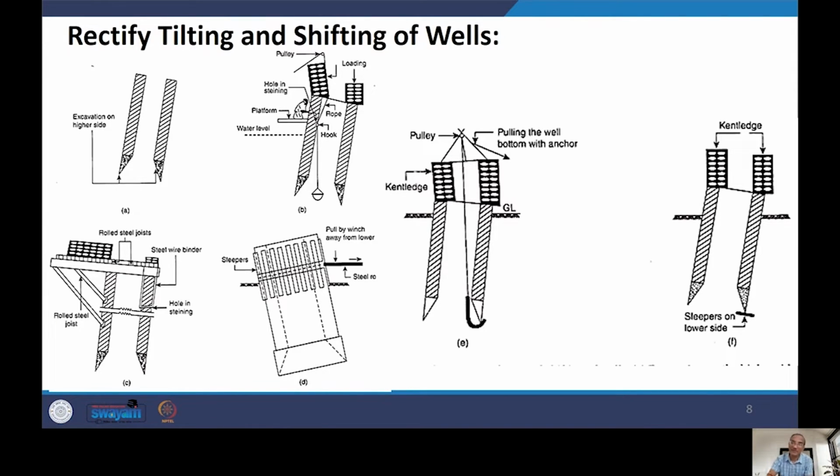Then sometimes netlays are used. Netlays are basically a group of sandbags and other things. They are used on the top of this valve, and then the tilt can be corrected. So this is about tilting and shifting of valves.